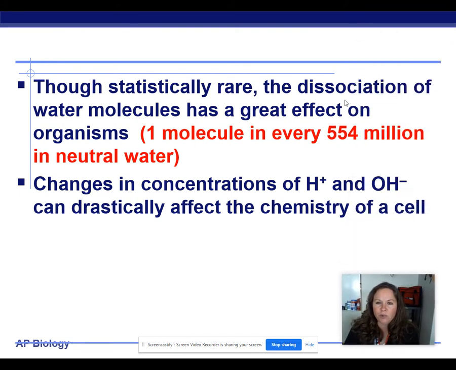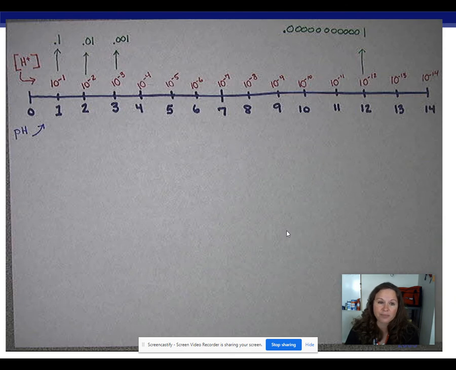Though statistically rare, the dissociation of water molecules has a great effect on organisms, all right? So if a cell experiences a change in the concentration of H's or OH's, it could drastically affect the chemistry of that cell and even kill it, and even kill the organism.